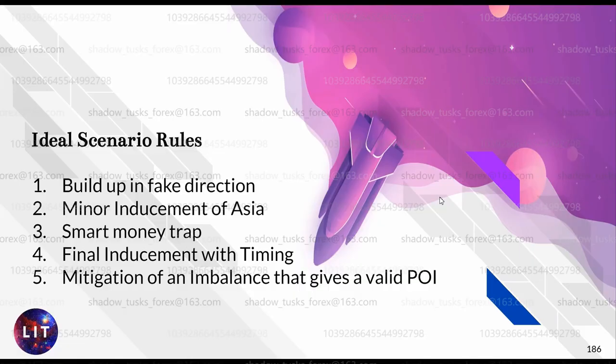So for an intraday play though, again, without taking too much, they're good with that slide. So build up in fake direction, minor inducement of Asia, smart money trap after, and then final inducement with timing, and then into a mitigation zone of an imbalance that gives a valid point of interest.